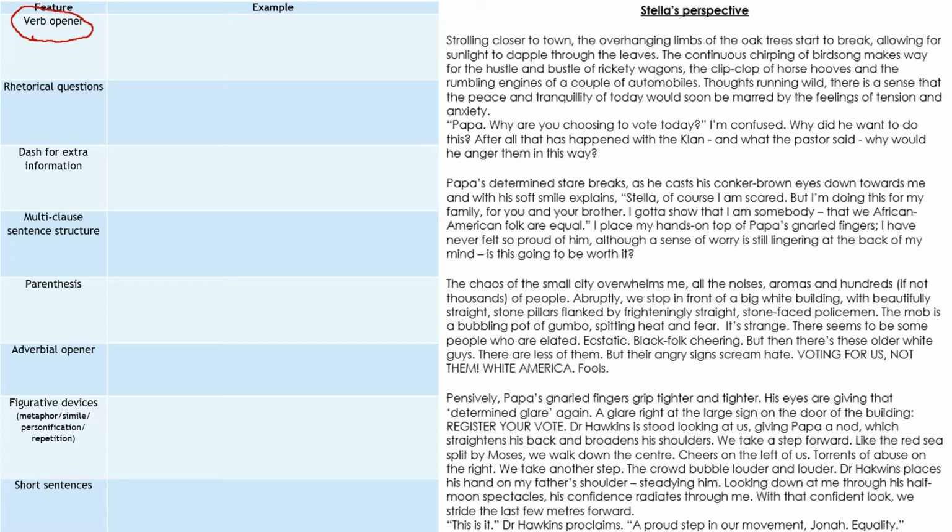And I can see as I start to read straight away, the first thing I can see here is strolling. The word says strolling. That's an action. It's like a slow walk. So I'm going to make a note of that in my example. A verb opener, capital S, strolling.